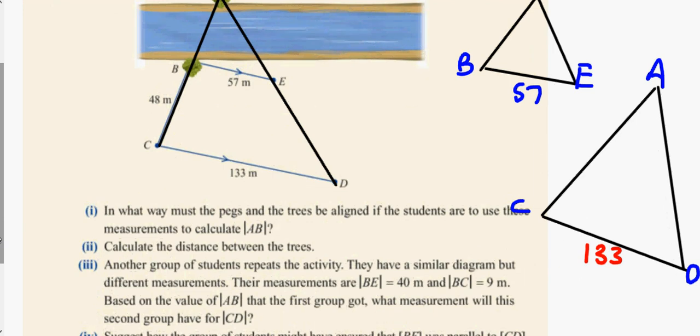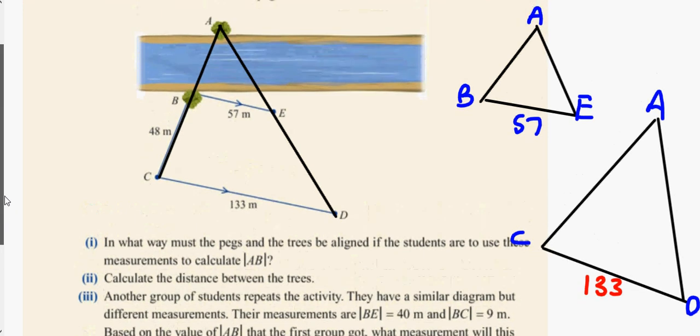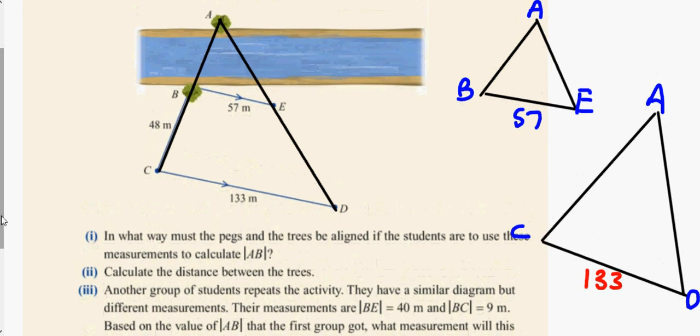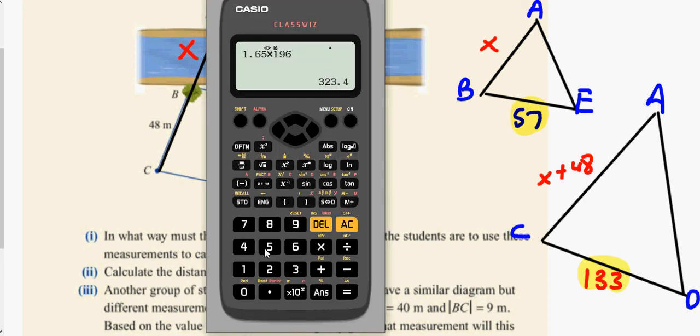Calculate the distance between the trees. Alright, I think we may have it. I'm going to call this distance x. This one's x, and this one over here will be x. Together, that's x plus 48, and this one is just x. Now I'm going to do 133 divided by 57 because these two sides correspond. 133 divided by 57 is 7 over 3.